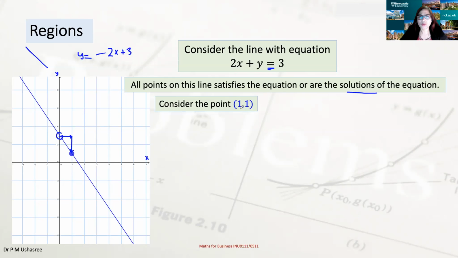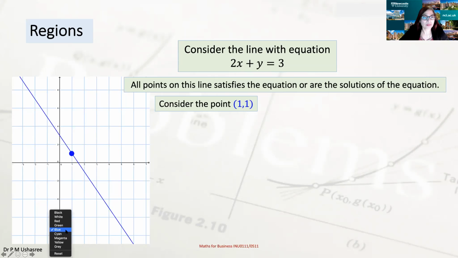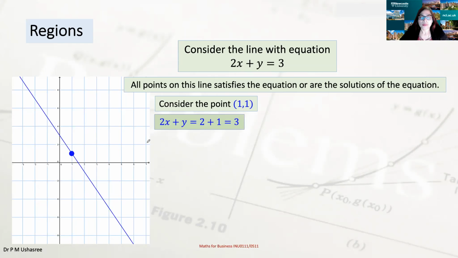Now consider the point (1, 1). Where is it actually? That's there. Let me rub that. Now I'm going to substitute this 1 for x and 1 for y. And when I do that, at this point (1, 1), you get 3. Look at that. This point satisfies the equation because 3 is equal to 3. This point (1, 1) satisfies the equation because it lies on the line.